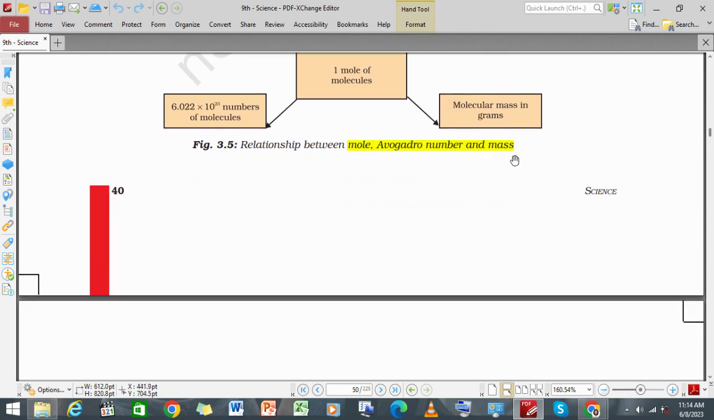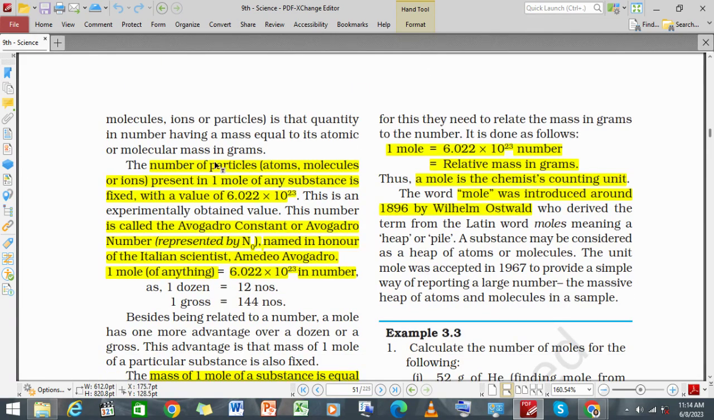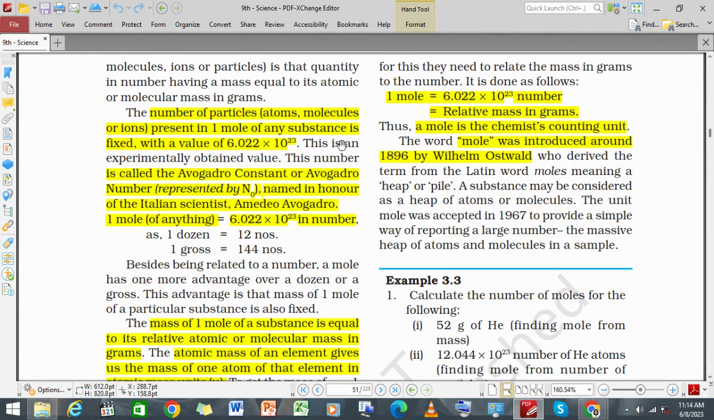Now, mole, Avogadro number, and mass. The number of particles, atoms, molecules, or ions present in 1 mole of any substance is fixed, with a value of 6.022 × 10^23. That means 1 mole of any substance is equal to 6.022 × 10^23, and it is known as the Avogadro number or the Avogadro constant. It is represented by N0, and it is named in honor of an Italian scientist, Amedeo Avogadro.